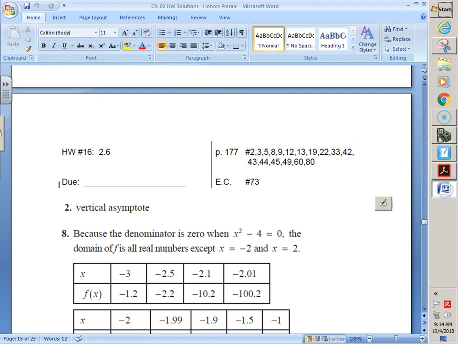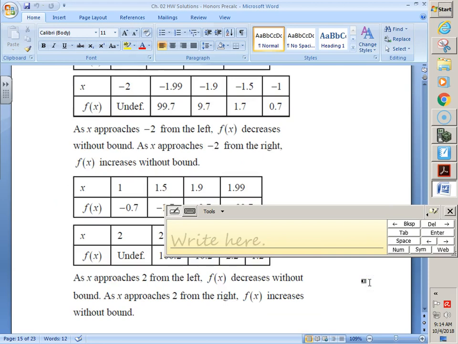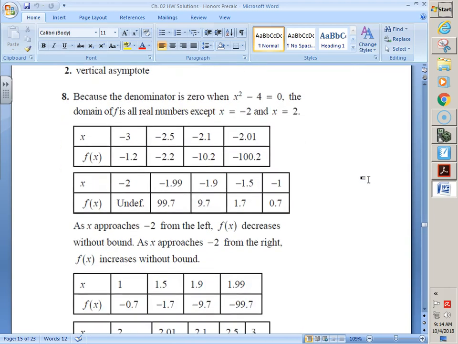Guys, let's check homework real fast. Sorry. Number 2 is a vertical asymptote. It doesn't like me right now. Okay. Number 2 is vertical asymptote. Color pens. Homework.